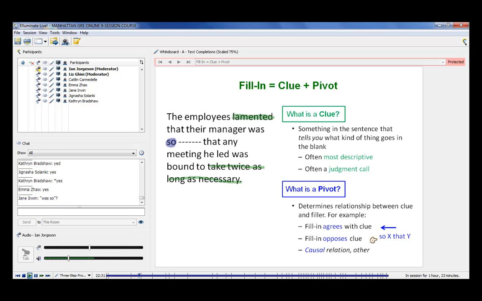Okay, so what do you guys think? What word should I put in this blank now that we've talked about this problem a lot?